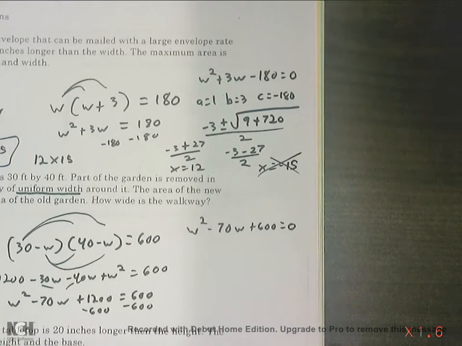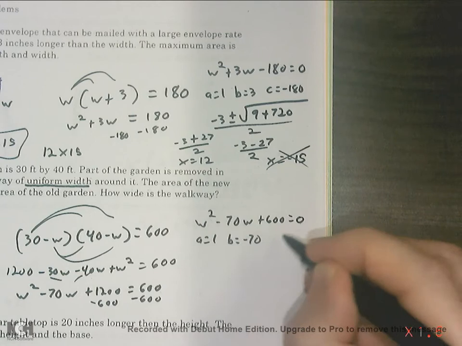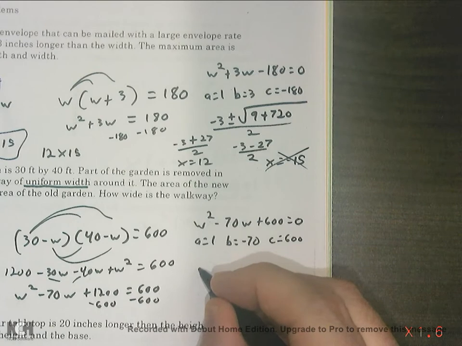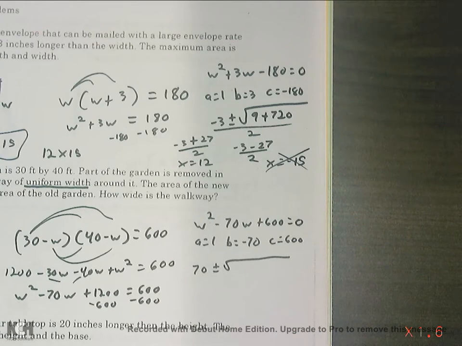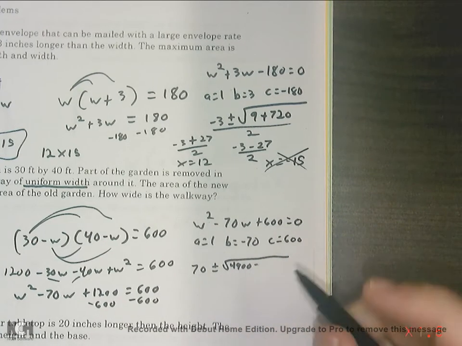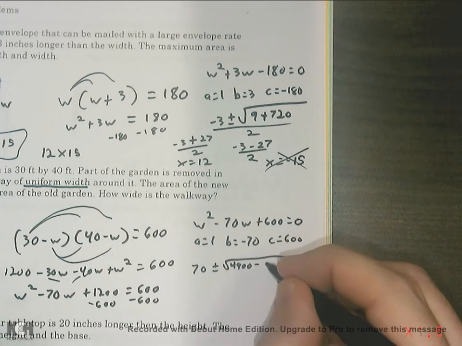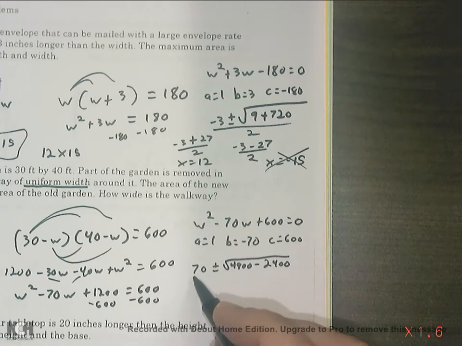Then our next step is to use our quadratic formula. So A is going to be 1, B is going to be negative 70, C is going to be 600. So we're going to plug that in. We get negative B would be 70 plus or minus the square root of 70 squared, technically negative 70, but it doesn't matter, 4,900 minus 4 times A times C. So negative 4 times 600, negative 2,400. And then all over 2A would be just 2.